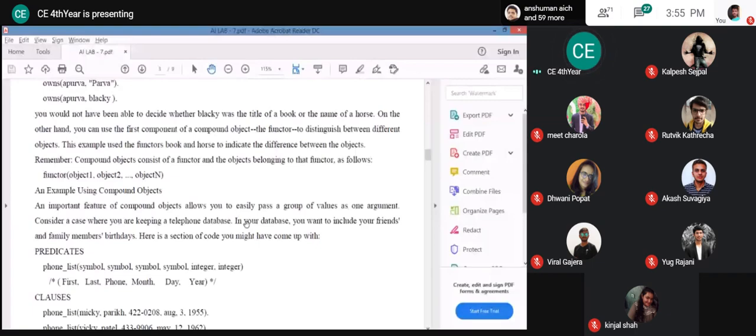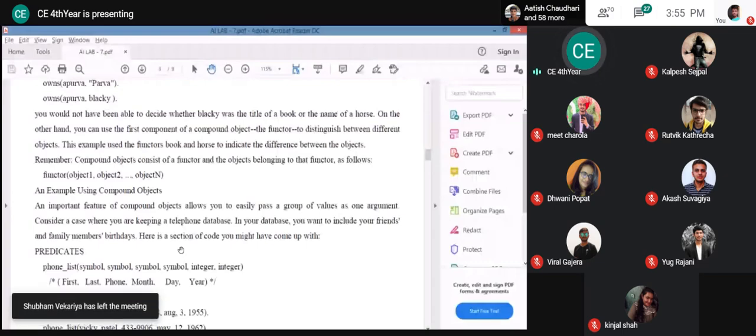And another is, consider a case where you are keeping a telephone database, everyone. So in your database, you want to include all your friends' and family members' birthdays. So then this compound object is useful, everyone.